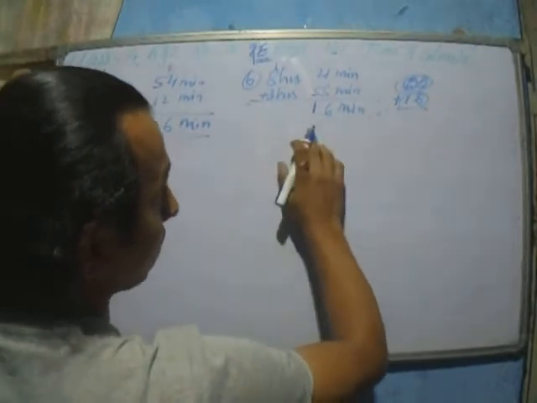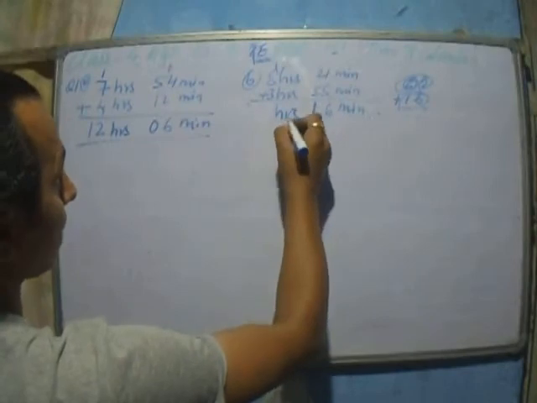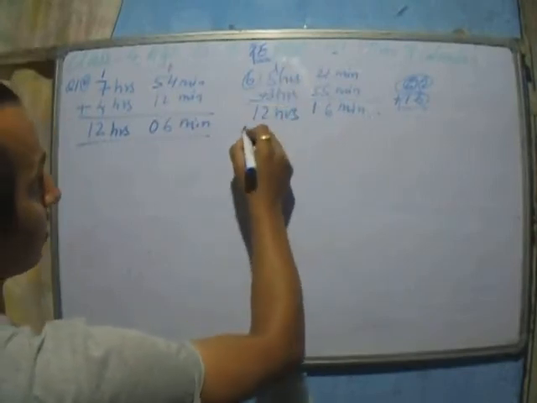So we are not able to write here 76. So here 1 carry over here, HRS hours is like that. 8 plus 4 is 12 hours. So here it is like this.